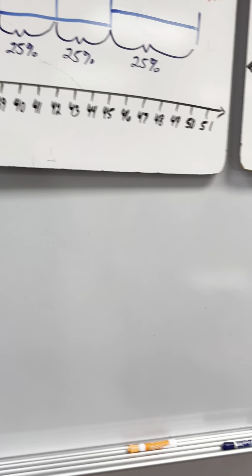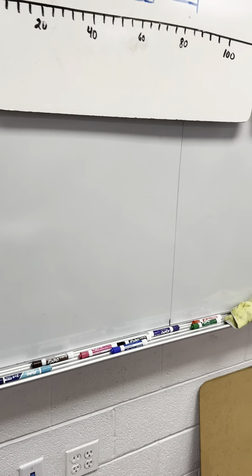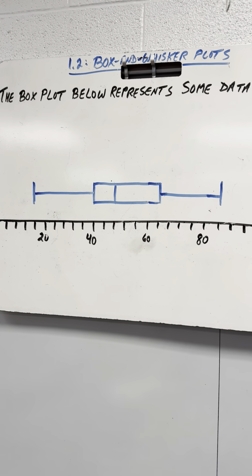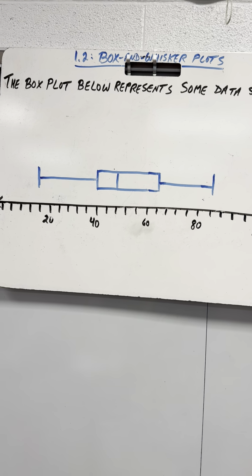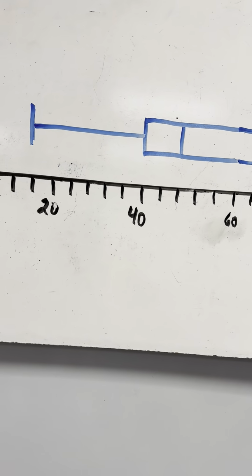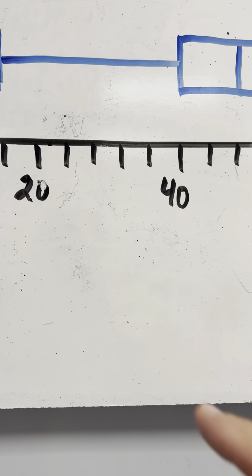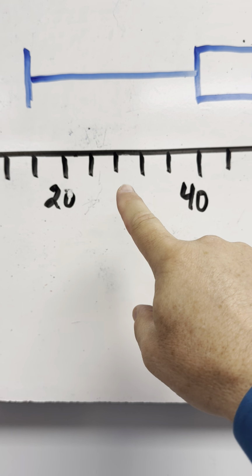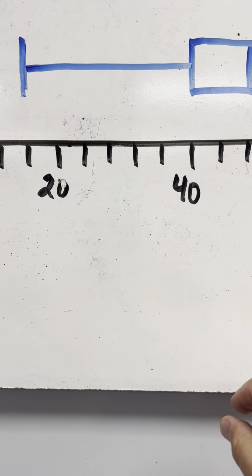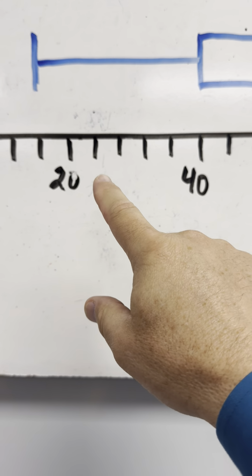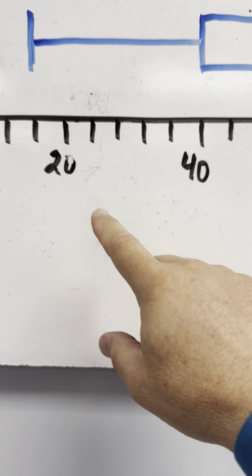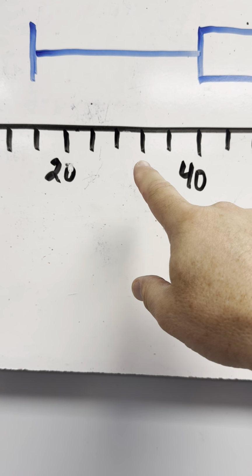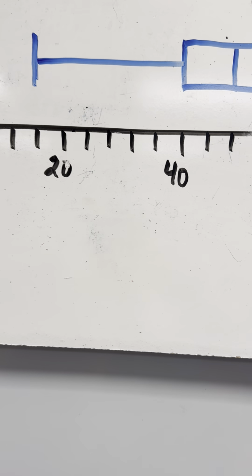All right, so in this example here, this box plot represents some data set. Now take a look here. Notice to get from 20 to 40, we have 1, 2, 3, 4, 5 slashes. Well, it's certainly not 22, 24, 26, 28, but wait, it must be 4 by 4s. 24, 28, 32, 36, 40. So that's how that works.